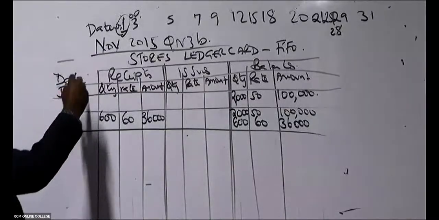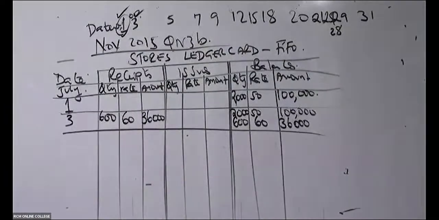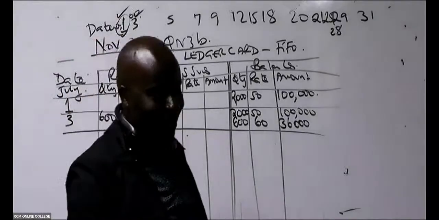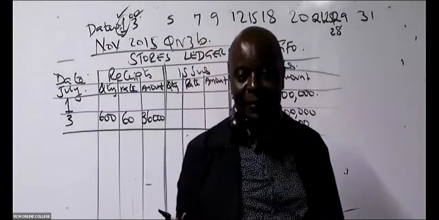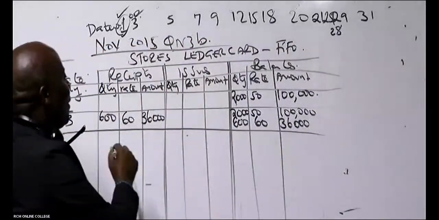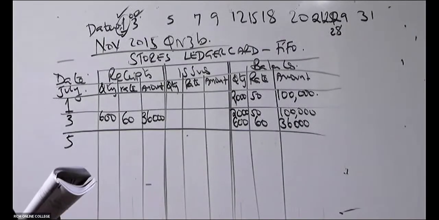So then you tick the dates. When you have the dates right, you are very okay. So can we go to the next date? It's on the 5th. So please look for information on the 5th. What happened? Issued how many?